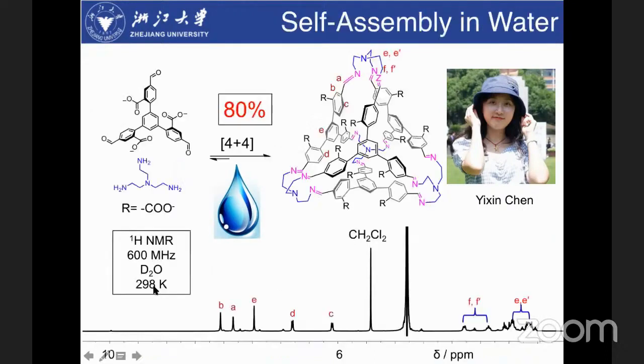But if we synthesize this aldehyde and this amine and combine them in pure water, we get this macrocycle in 80% yield. You can see this is a nice NMR without purification. This is proton C, which undergoes CH-pi interaction with this phenyl group. That's why it is so shielded, right? Upfield shift.